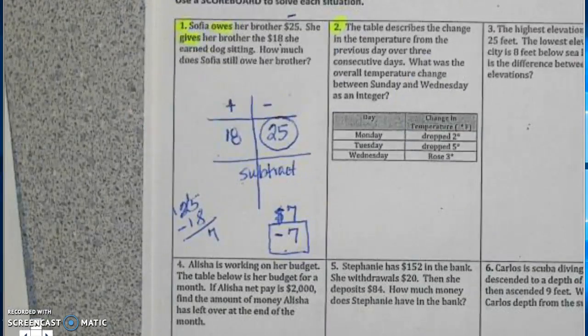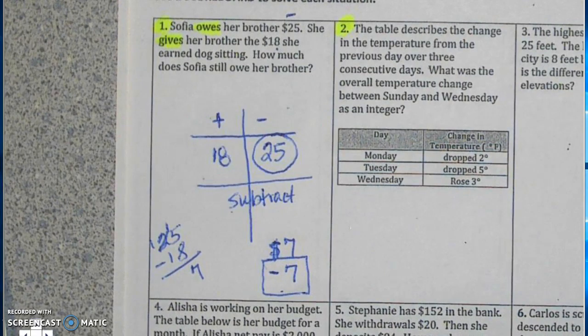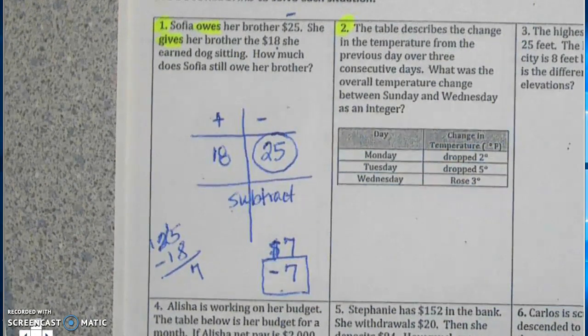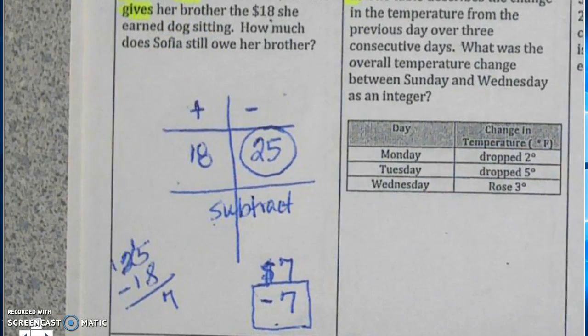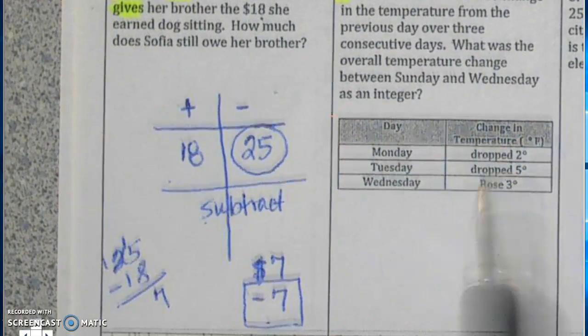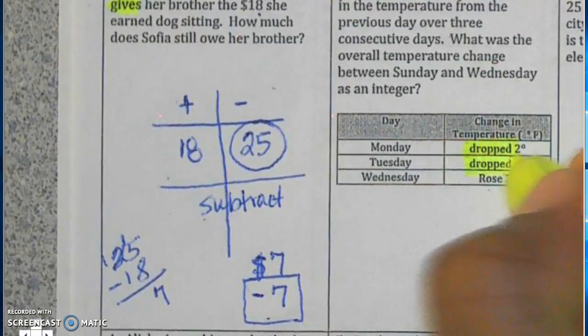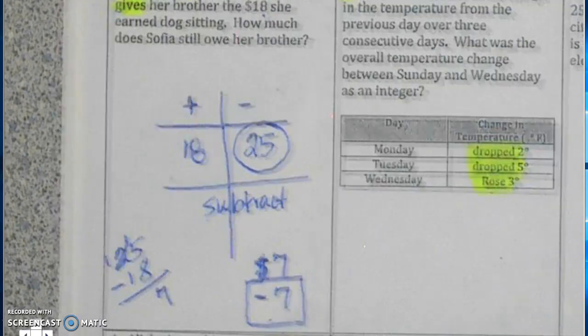Let's look at number 2. Number 2 says, the table describes the change in the temperature from the previous day over 3 consecutive days. What was the overall temperature change between Sunday and Wednesday as an integer? So as we look at the chart, we see dropped, and rose. So again, those are integer words. They tell us if the numbers are going to be positive or negative.